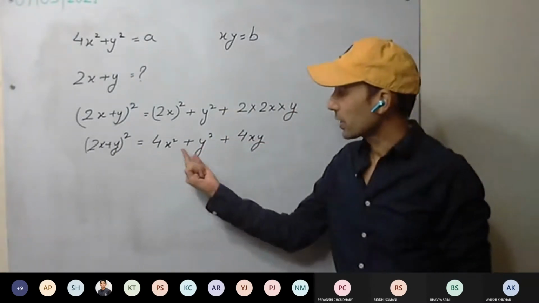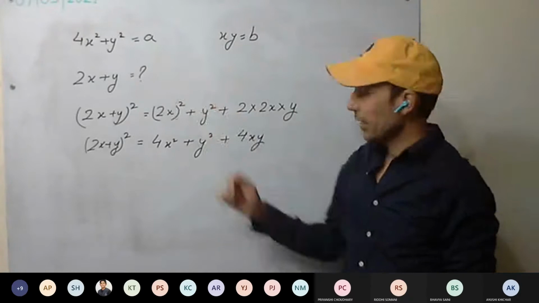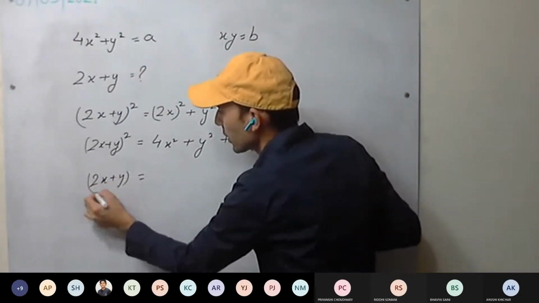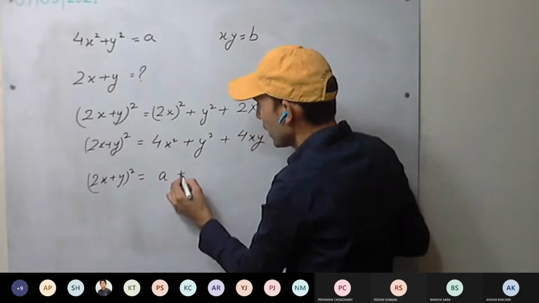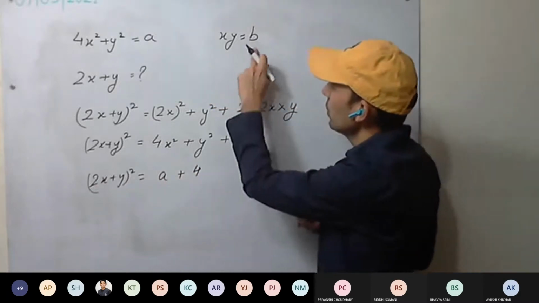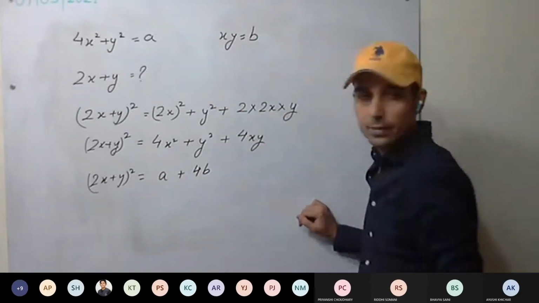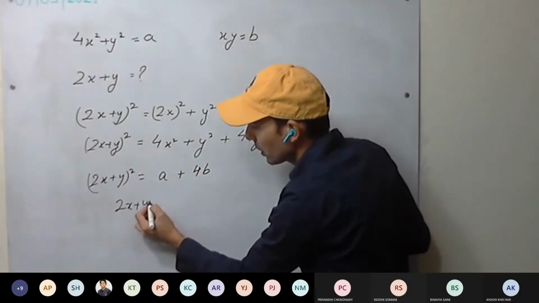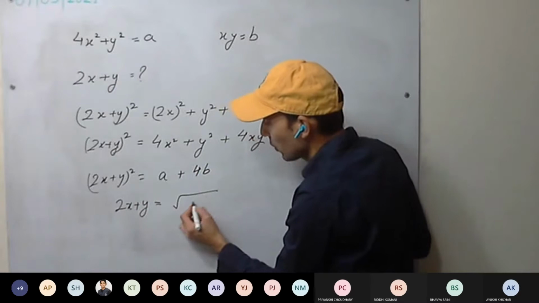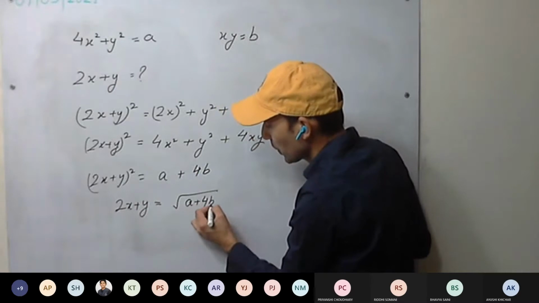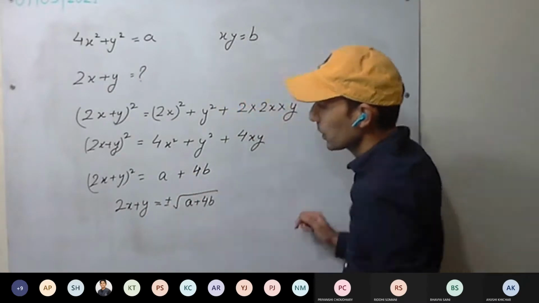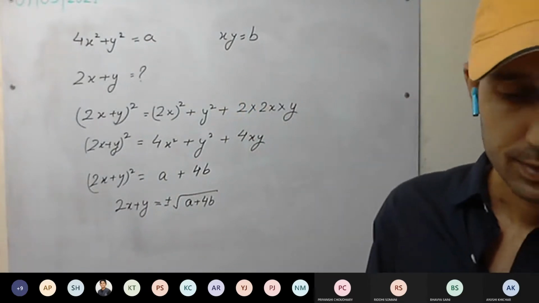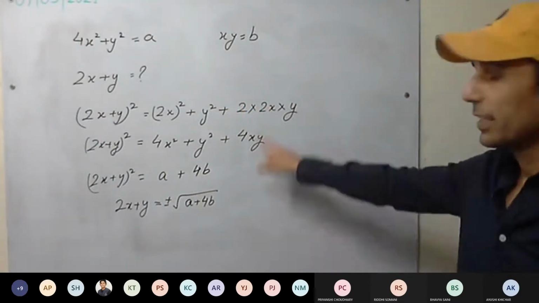Now put the values. We can put 4x² + y² as a. So (2x + y)² = a + 4b. Take the root, that will give us the value of 2x + y: root of (a + 4b). Plus minus, you can put if you want. Understood? It was an easy question.